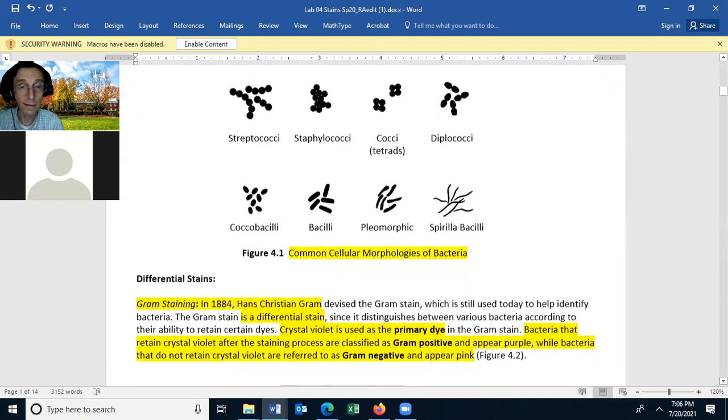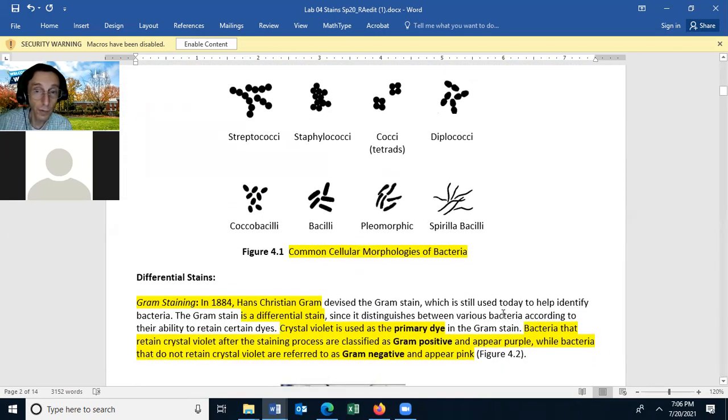We discussed this in the lab, some different morphologies of bacteria. You can get singlet cocci, diplococci, tetrad cocci, Sarcina, which are 8 cocci, streptococci, where the cocci grow in a row, and then staphylococci, where the bacteria grow in a clump.